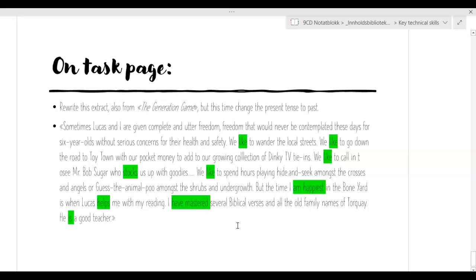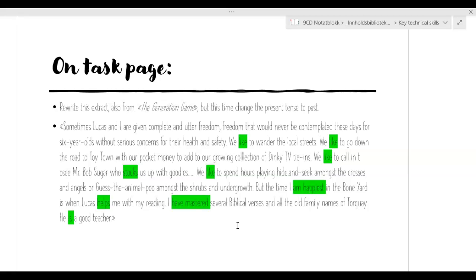This you will find on the task page. It says rewrite, which means skriv det om igjen. This extract, which is also from the same book, The Generation Game, but this time you change the present tense to past tense. All right.